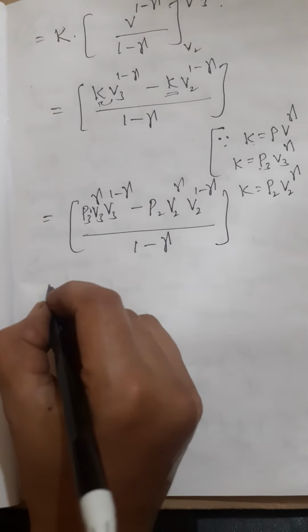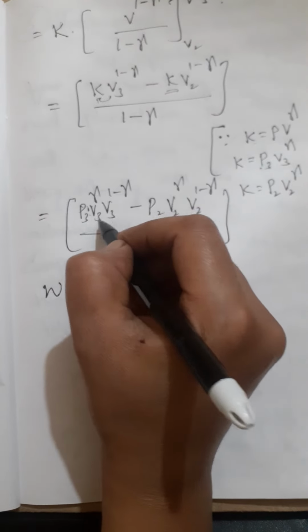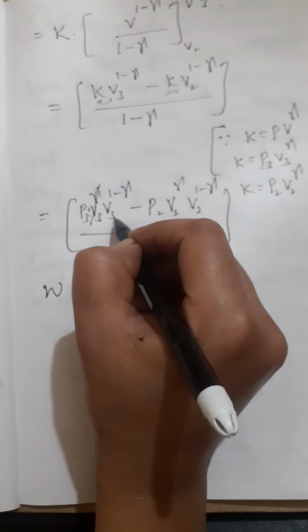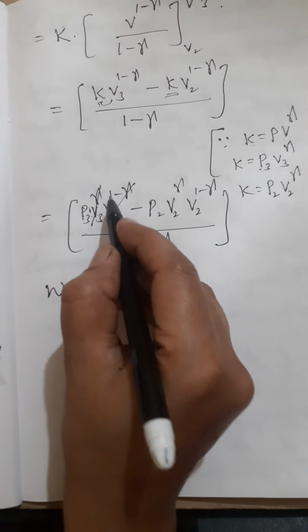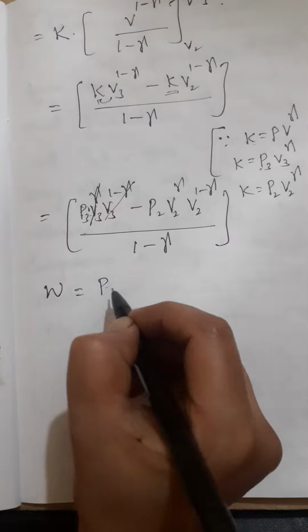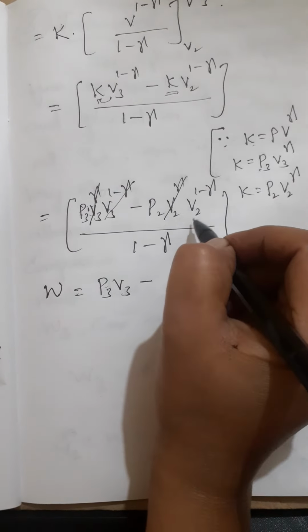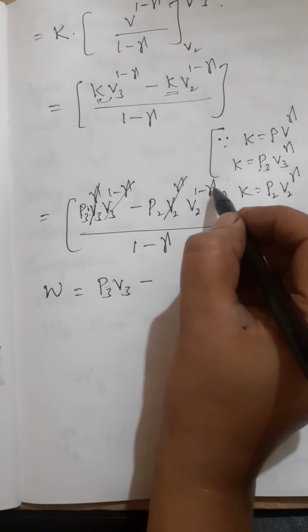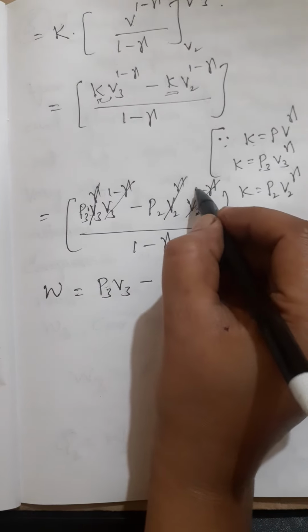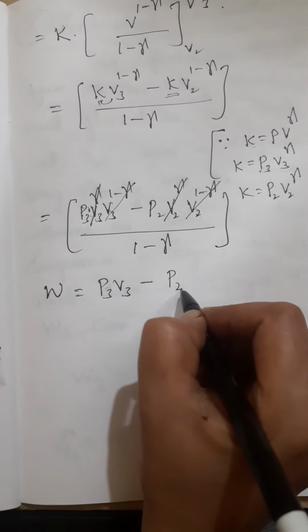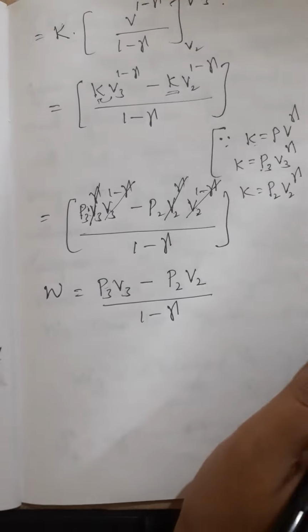Okay, now W2 can be written as: V3 to the power of gamma and V3 to the power of minus gamma get cancelled, and we will get P3 V3 to the power of 1, that is P3 V3, minus P2 V2. V2 to the power of gamma and V2 to the power of minus gamma get cancelled, and we get only V2 to the power of 1, all divided by 1 minus gamma.